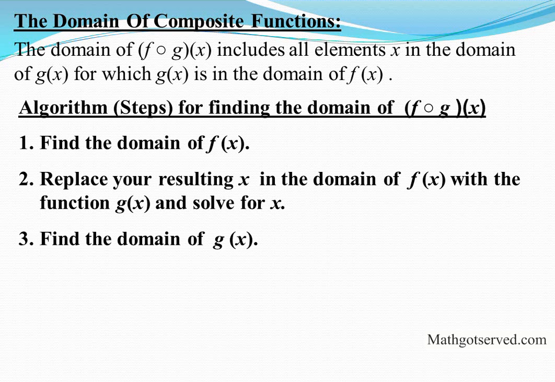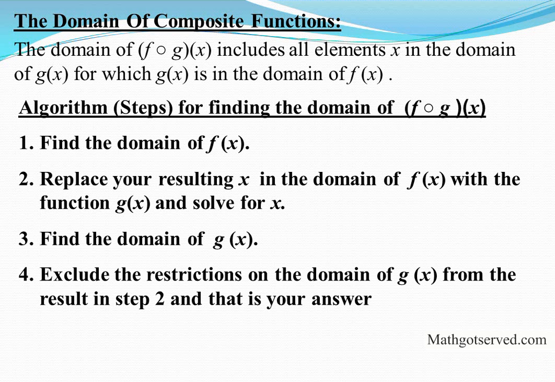And then the second part is you find the domain of g of x, and then after you find the domain of g of x, you exclude the restrictions from the domain of g of x that you got in step 3. You just include that to the restriction you got in step 2 by substituting the restriction in the domain of f of x into g of x. In order for all these steps to make sense, we're going to look at it within the context of an example.